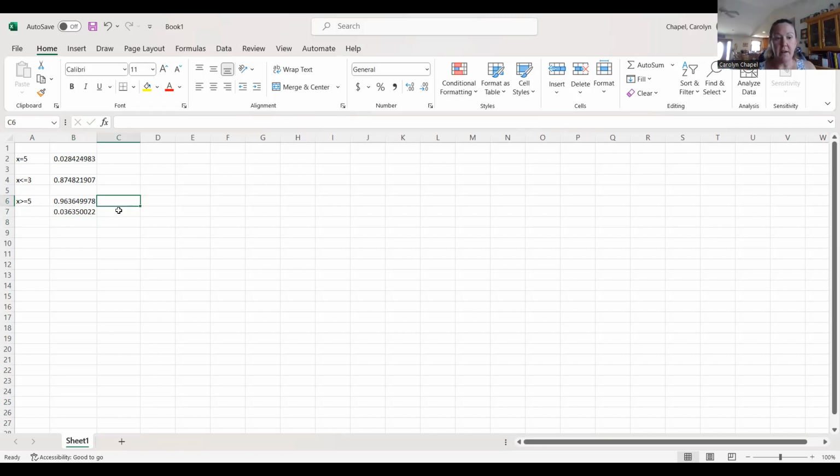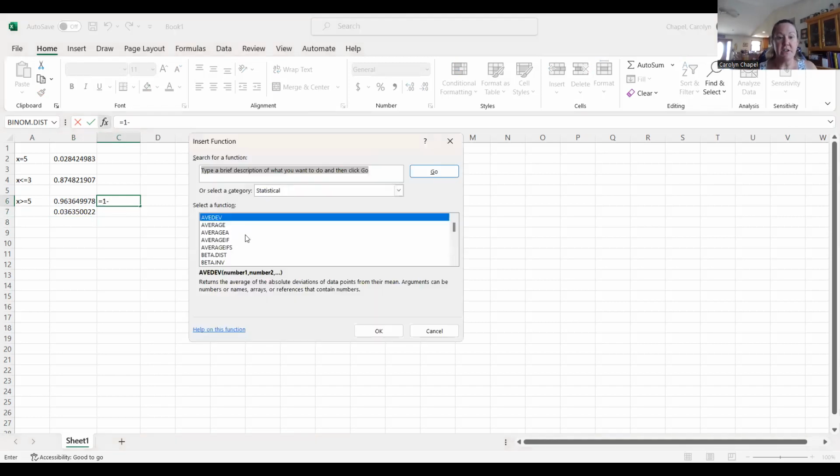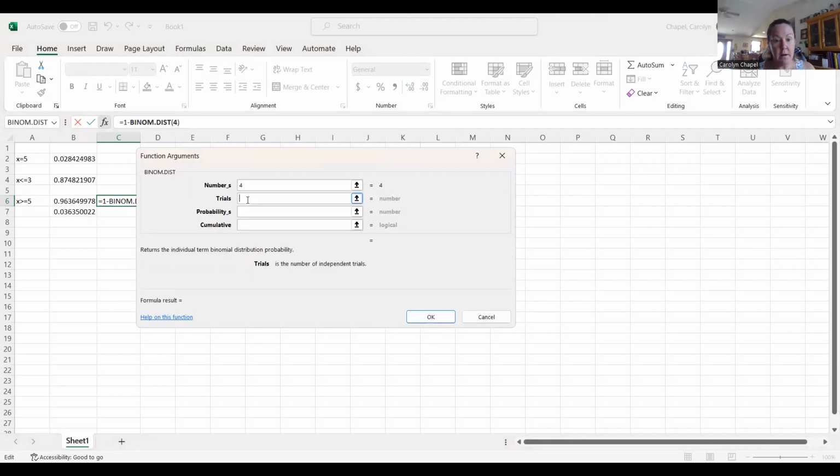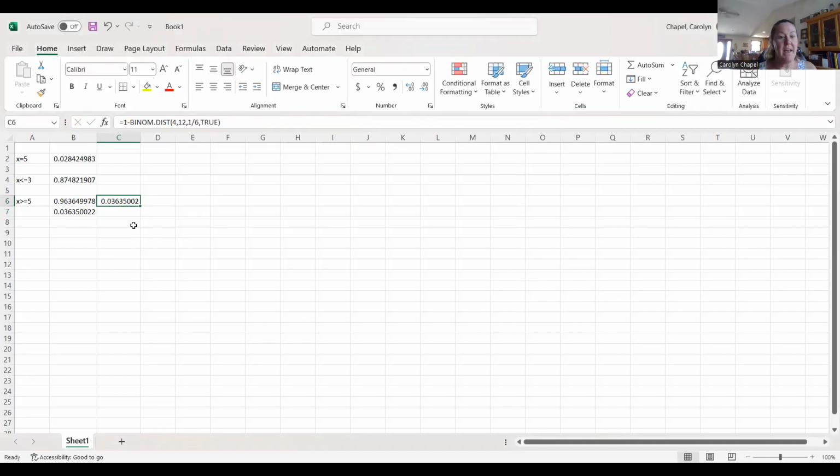I could have typed all that in to begin with. So I could have done equal, letting Excel know I'm doing some math. I can do 1 minus, and then I can go up to my function and get that binomial distribution. There was my 4, 12, 1/6, and true, provided I spell it correctly this time. And you'll notice we have the exact same answer. So you could do it all in one if you remember that's what you want to do.